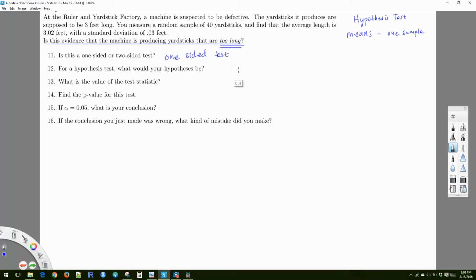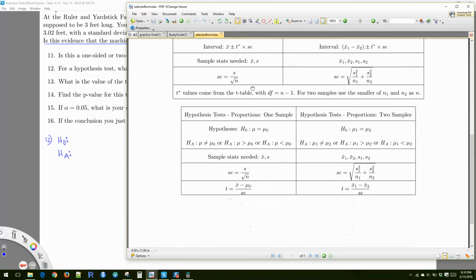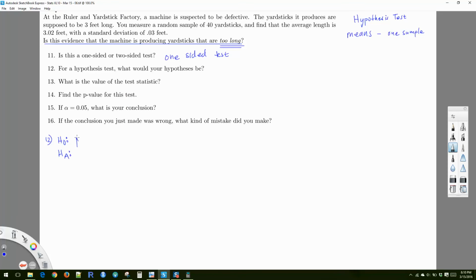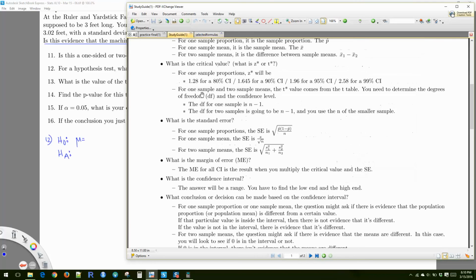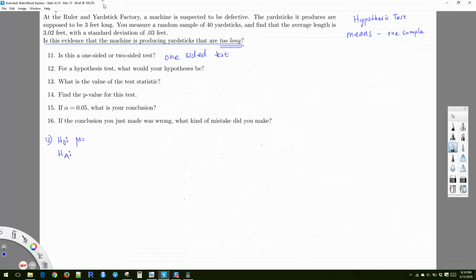Okay, and what this tells us is that for our hypotheses, let's come down here for number 12. Our hypotheses, we've got a null hypothesis and an alternative hypothesis. When we have a hypothesis test for a mean with one sample, the null is just mu is equal to some number. Or you can go to the study guide, and over here it talks about for one sample mean, the mu is just equal to some number.